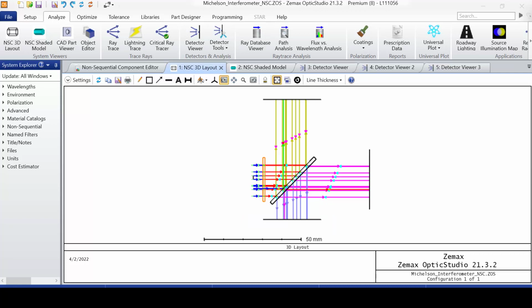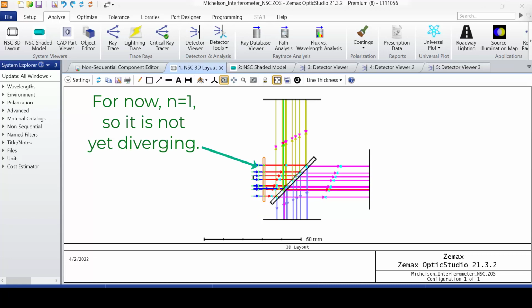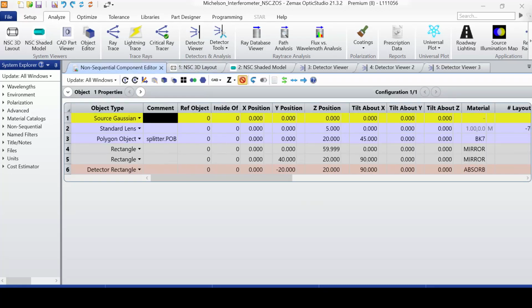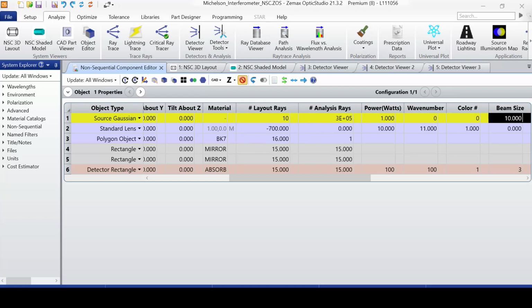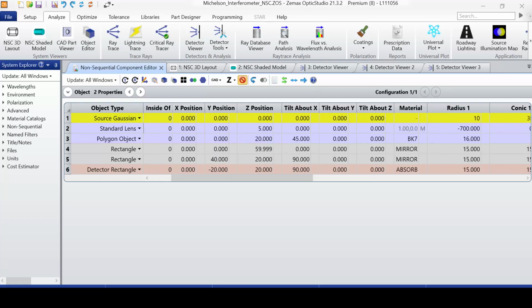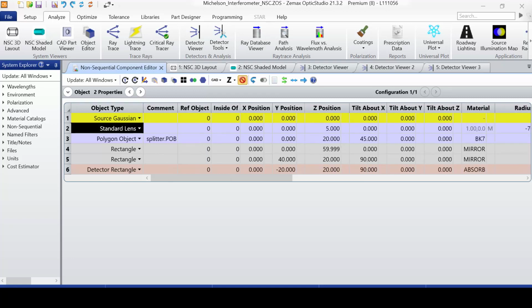Laser light is incident from the left. It passes through this weakly diverging lens, so weak you can't see the curvature in the drawing. Its refractive index is currently set to 1, so it's not diverging at all. The light source is set to Gaussian because it's a laser. I gave it 10 display rays and about 300,000 analysis rays, and a beam size of 10 millimeters, so I'm assuming that beam spreading has already happened.